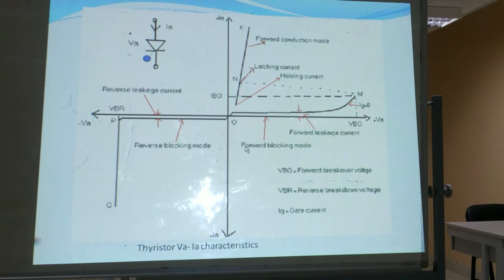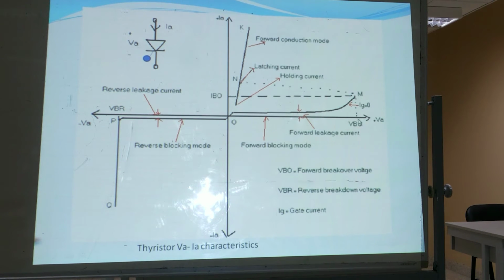So this is the thyristor VI characteristics. It clearly shows that thyristor provides only first quadrant operation. So anode is made positive with respect to cathode. Small leakage current IA will flow, you see here from O to M. As the anode voltage increases, the forward leakage current also increases.